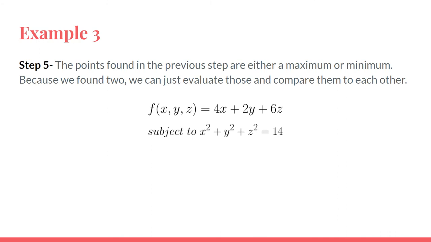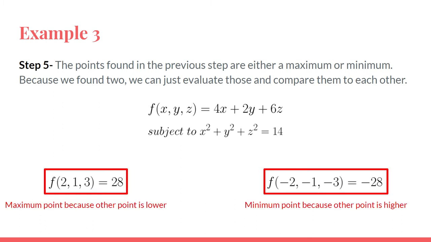Both points we found in the previous step are either a maximum or a minimum. Because we found 2, we can just evaluate those and compare them to each other. So the first point we found was 2, 1, 3. F of 2, 1, 3 is equal to 28. The second point we found was minus 2, minus 1, minus 3. F of minus 2, minus 1, minus 3 is equal to minus 28.